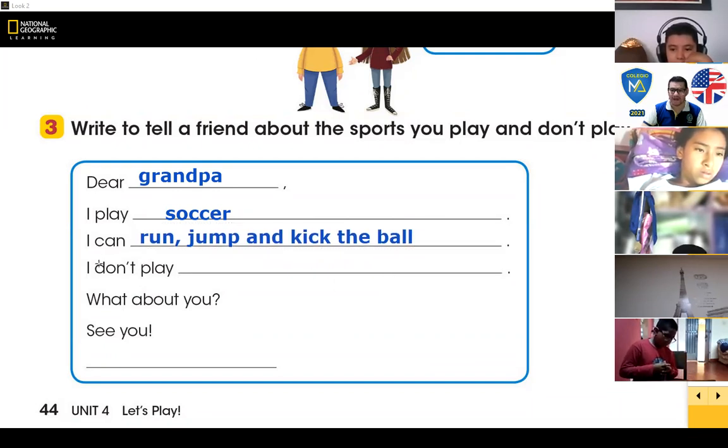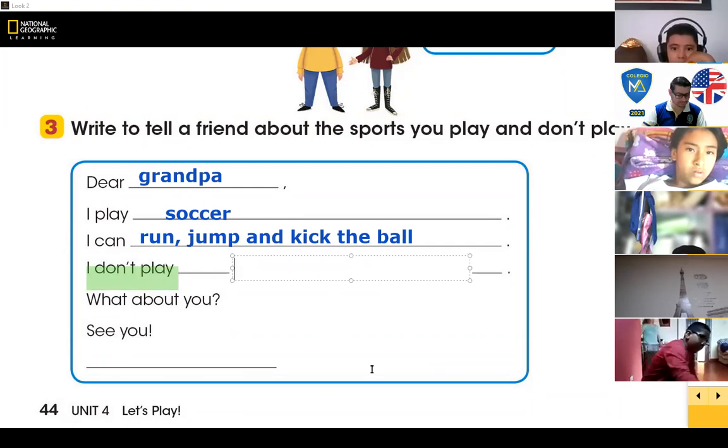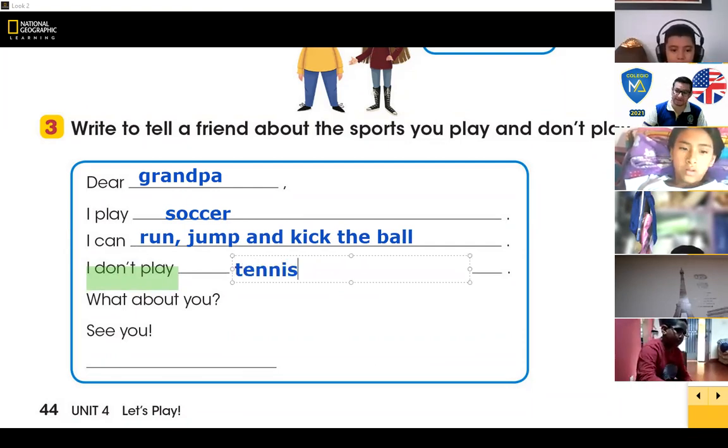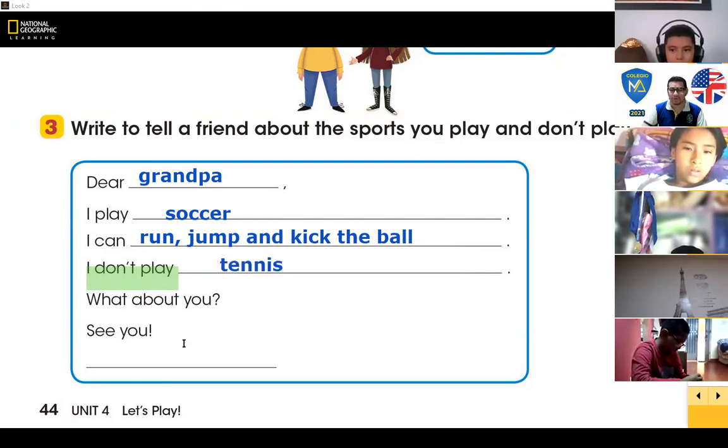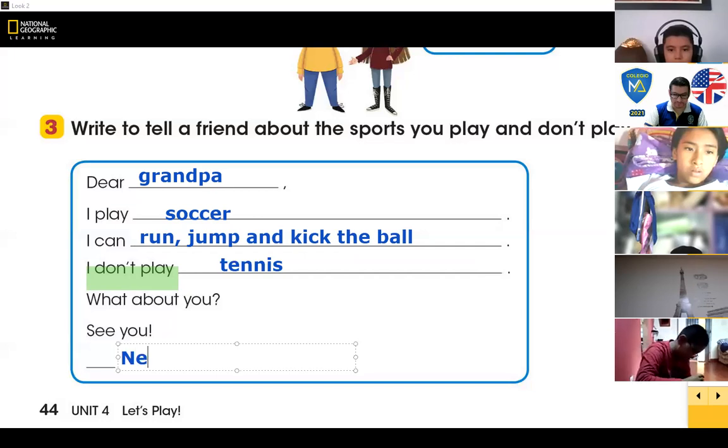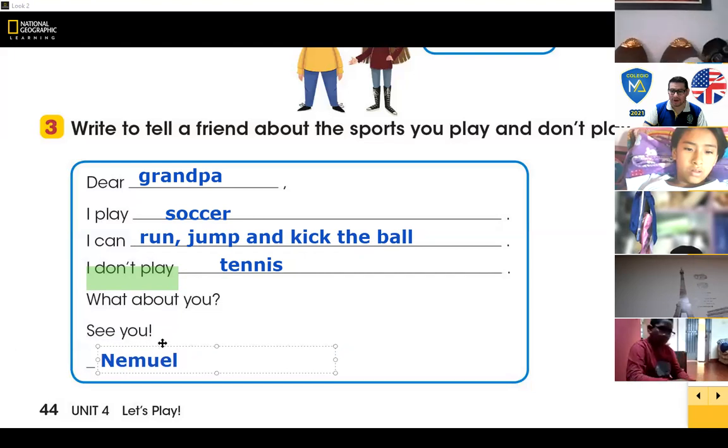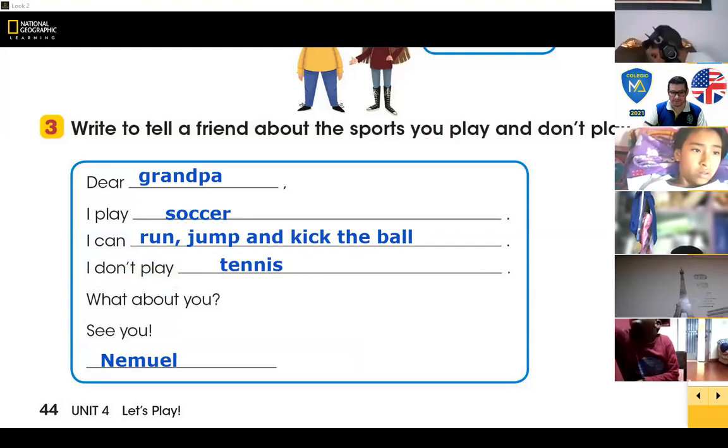And then it says, I don't play. This is going to be about a sport that I don't play, un deporte que no juego. For example, I don't play tennis, no? And finally, it says, see you soon, and here I have to write my name. Tengo que escribir mi name, no? But in your case, you have to complete with your own information. En tu caso, vas a completar con tu información personal, okay? You have to do it with your personal information, yeah?